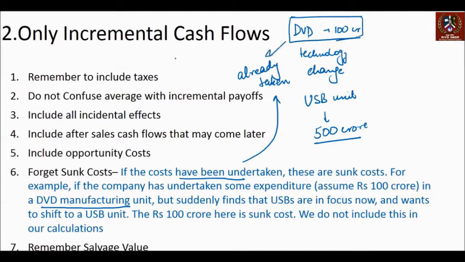It's already taken. This is sunk cost. You are not going to recover it regardless of whether you take the project or you do not take the project. If you take the project, it doesn't matter. Even if you leave this 500 crore USB unit, this 100 crore is gone now. So what is gone is gone. What you're not going to recover is sunk cost. You do not include sunk costs in our calculations. You have to forget or ignore sunk costs. Now it's a tricky thing. You do need to sit and evaluate, and we'll look at an example that helps us look at some of these data points, right?